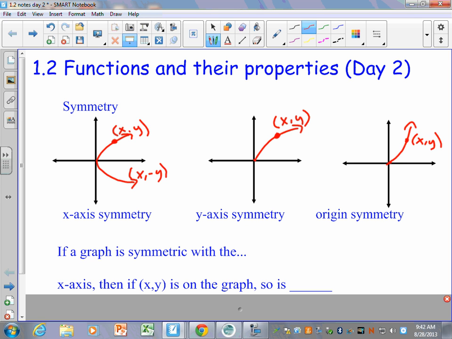And so you can just draw that picture, or if it helps, you can write it out in words. If it's symmetric with the x-axis, if x, y is on the graph, so is x, negative y. And honestly, I like to give you this so you have it, but I don't memorize that. I just think about if I flip it over the x-axis, the x stays the same and the y changes to negative. So it's not something you probably have to study and memorize, if you just think about what's changing when you do this.